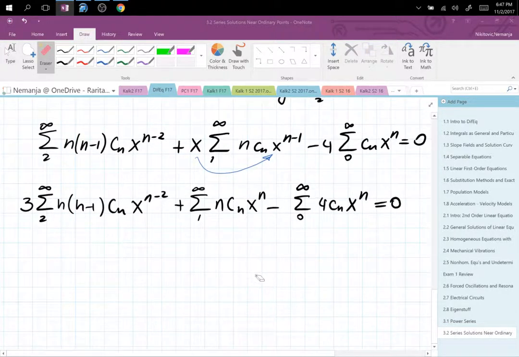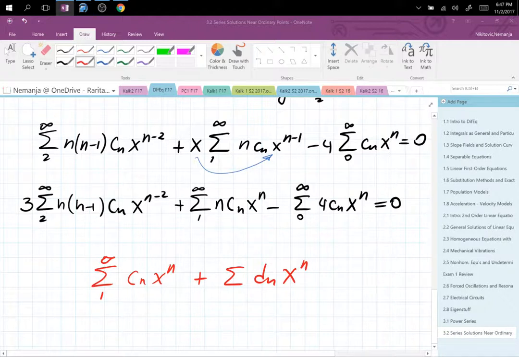Let me just give you an example of that. I will erase this because we are mid-problem. If I have a summation of, let's say, cn x to the n, and the counter started at 1 to infinity, and I have to add to that summation dn x to the n, but this is 0 to infinity.